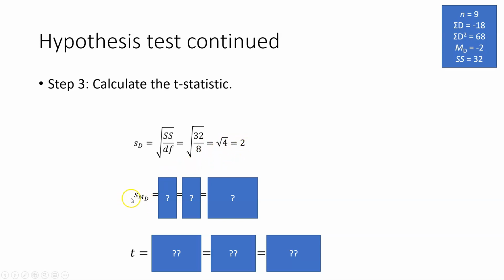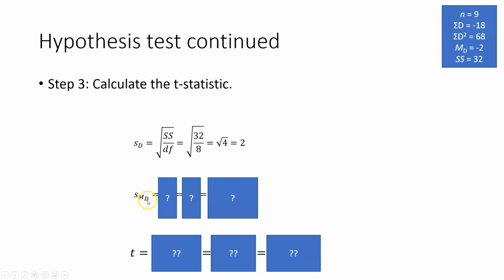Now look in your formula sheet again to find the standard error of the mean difference. Remember, there's not going to be a d in your formula sheet, so just find the standard error of the mean, and remember that you're doing this on the difference scores, not the original scores.